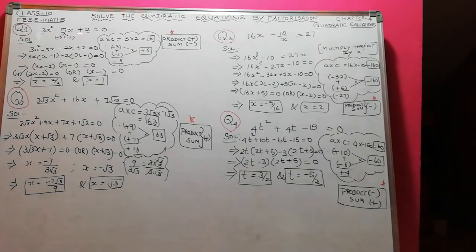3x squared minus 5x plus 2 equal to 0. See, the product of the factors can be found by multiplying a into c, where a is the coefficient of x squared and c is the constant term. So that gives you positive: 3 into plus 2 gives you 6. Whereas the sum of the factors, that is the middle term, is minus 5. So the sum is negative and the product is positive. So this is the first type: product is positive and sum is negative.